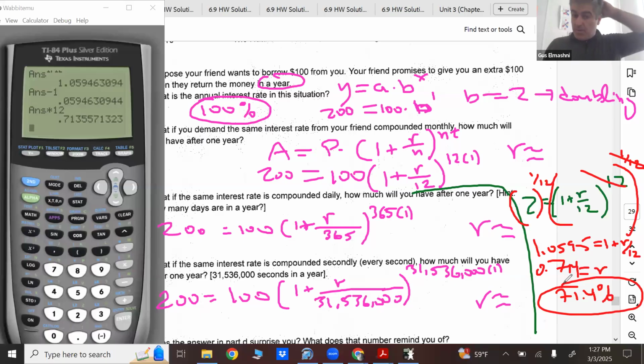So let's do the same thing for the other two. I'm actually going to use a handheld at this point to save time. So divide by 100, raise it to a particular power, see what you get. So 2 raised to the 1/365 power. And then subtract 1, multiply by 365. We get 69.4%.